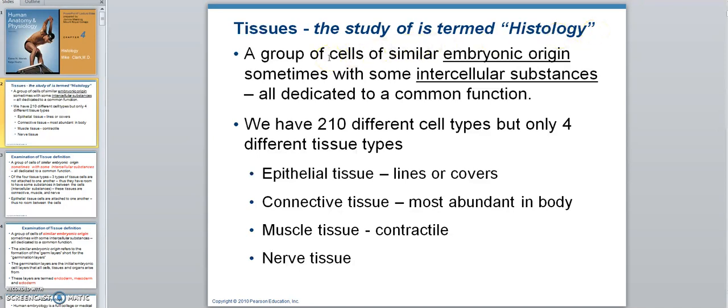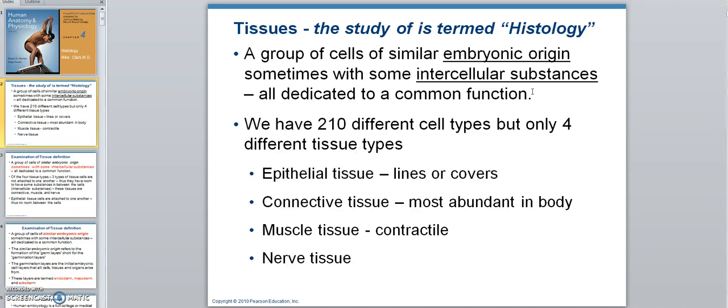I'm going to say that a tissue is a group of cells, now this is kind of my definition, a group of cells of similar embryonic origin. See, I got it underlined. Sometimes with some intercellular substances. Intercellular means stuff between the cells, all dedicated to a common function. Group of cells, similar embryonic origin, sometimes with some intercellular substances, all dedicated to a common function.